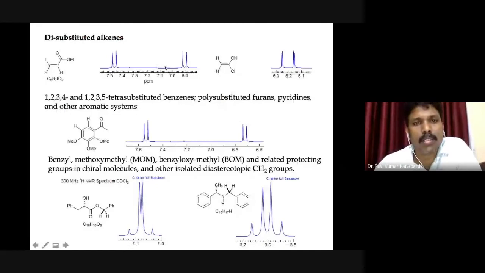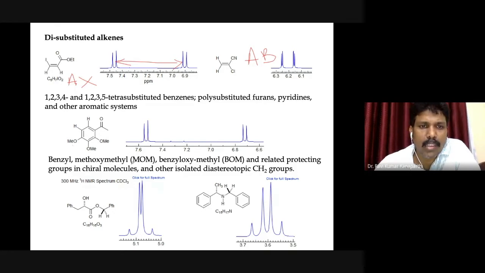Okay, so you can see here the disubstituted alkenes again. You have well separated peaks, doublets. Therefore, this is said to be an AX system. This molecule comes under AX, whereas this molecule it is very close by. Therefore, this is called an AB system. Okay, so likewise we can go on discussing. We have different examples.